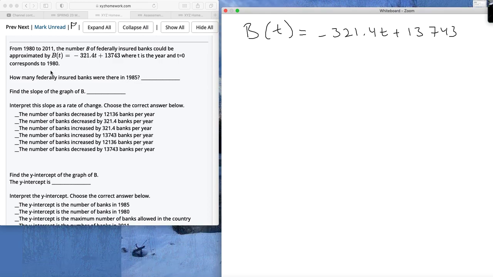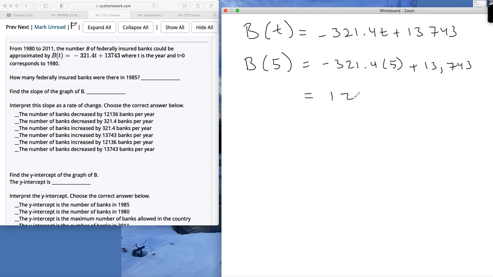So 1985 is 5 years after 1980, so that means you want to find b of 5. And so what you're putting in a calculator is basically negative 321.4 times 5, plus 13,743. So let's see what I get. 13,743 minus 321.4 times 5. So I got that to be 12,136, which makes sense. It should be about 1,500 less than there was earlier, based on 5 times 300.